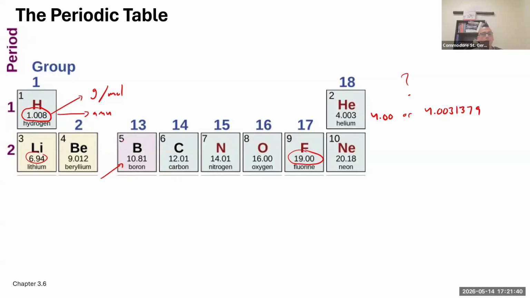Also, for ease of use, but sometimes the numbers are different in different periodic tables. But we're going to use a periodic table from this book for our calculations, right? So for now, we're going to figure out which ones are significant figures to use and how do you tell which ones are significant?